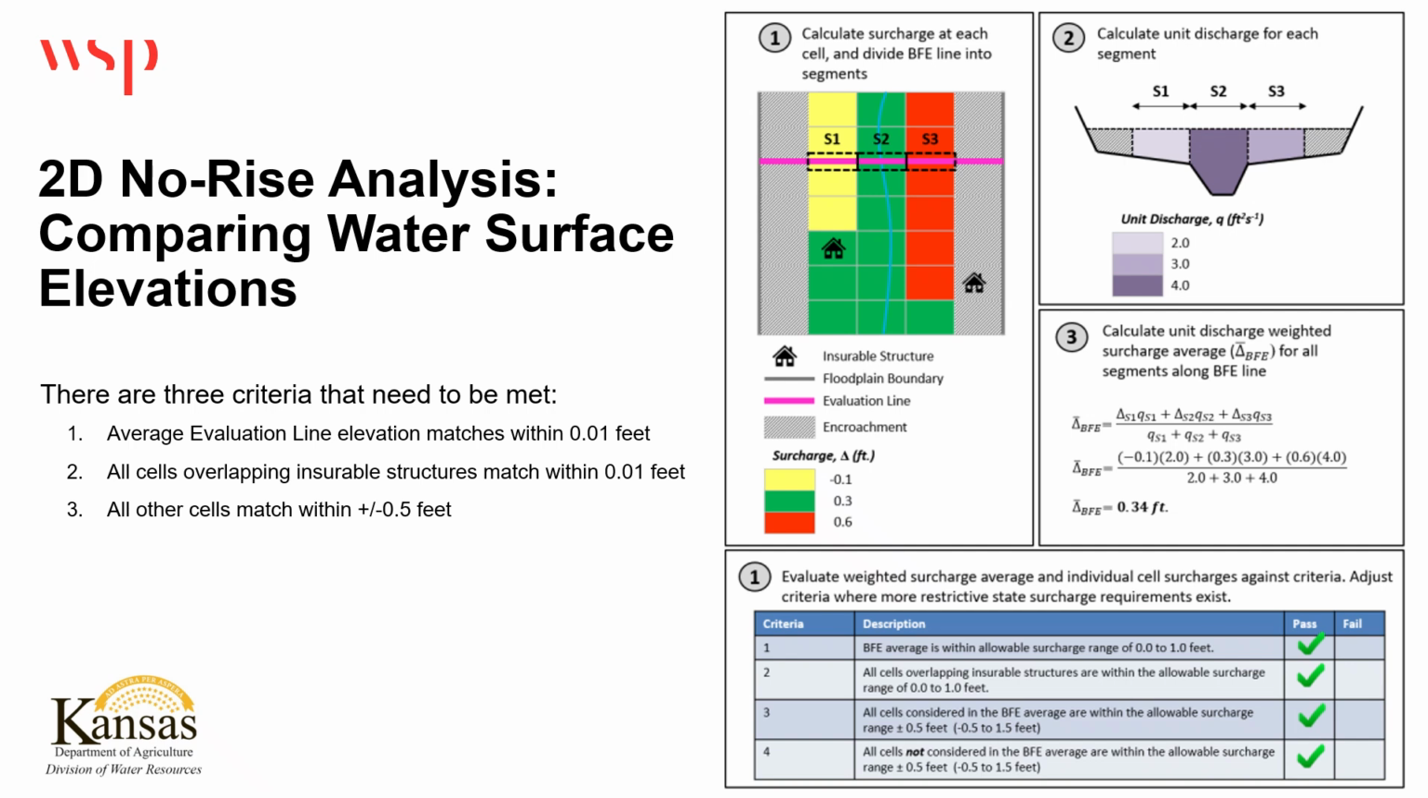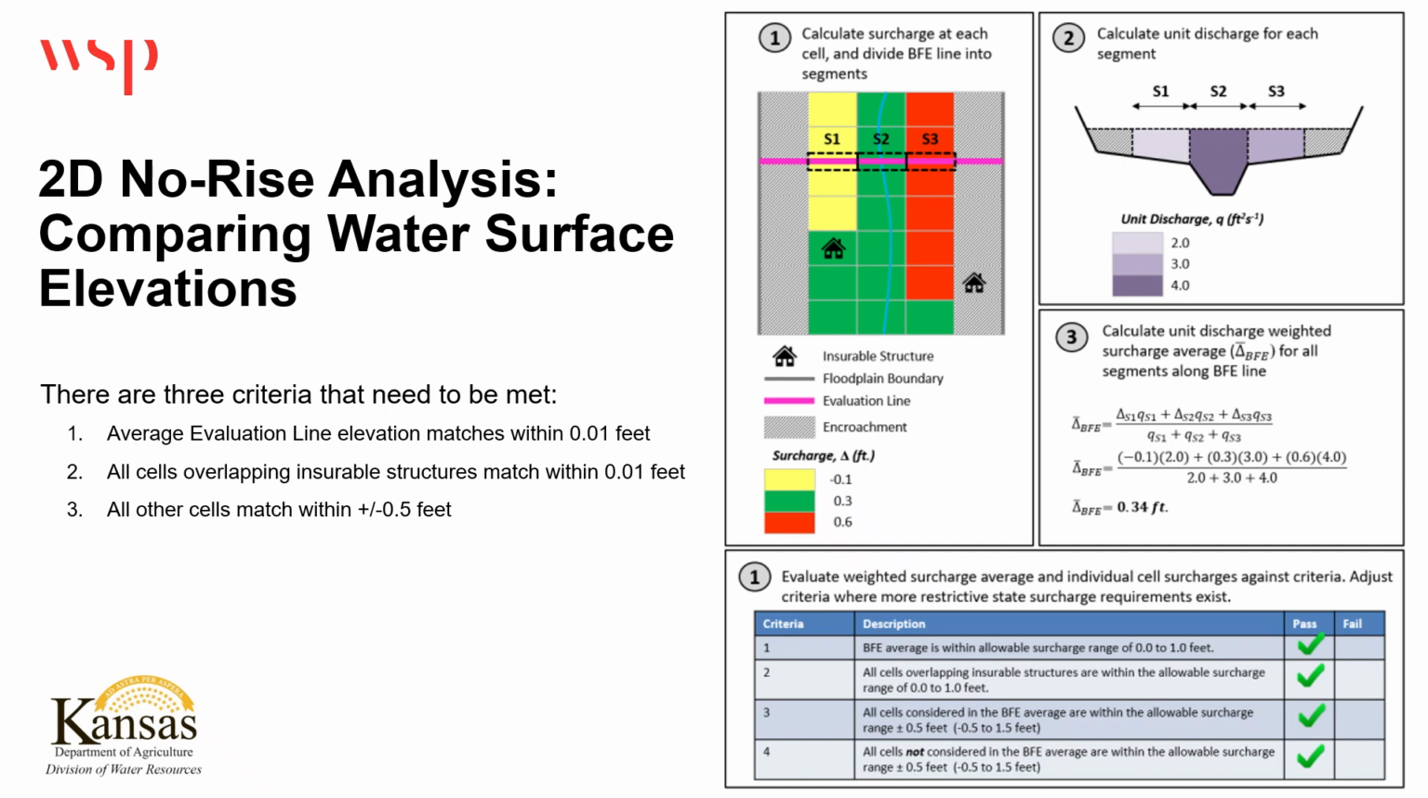You'll see in the image there that there are 4 criteria listed. I've just combined items 3 and 4 into the same item. They're really saying the same thing in a different way. So the first criteria is the average evaluation line elevation must match within 1/100th of a foot. The second is that all cells that overlap insurable structures need to match within 1/100th of a foot. So 1 and 2 are that strict 1/100th of a foot criteria for meeting a no-rise analysis.